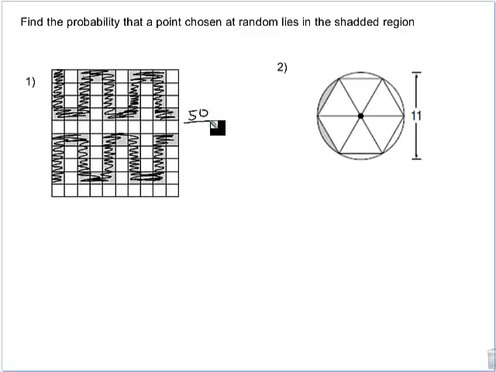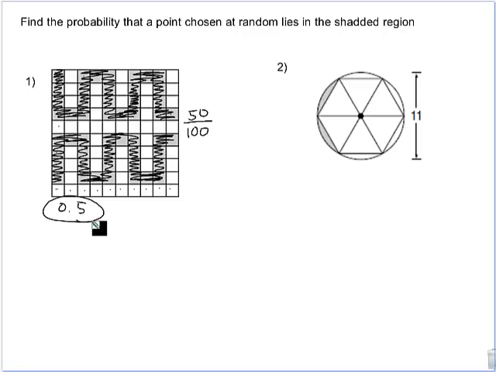Now over, how many total boxes do we have? 1, 2, 3, 4, 5, 6, 7, 8, 9, 10. So 10 times 10 is 100. So what would we write that as? 1/2 or 0.5 is your probability. Yeah, so 50%.